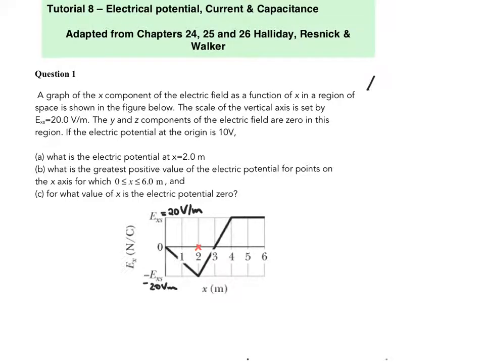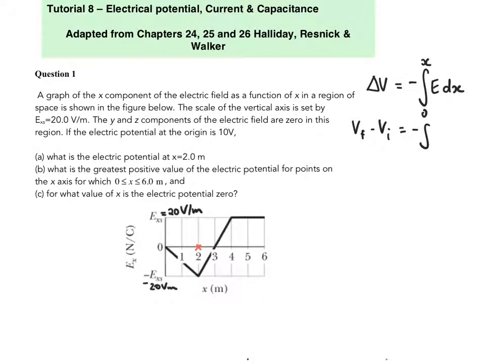is that the change in potential is equal to the negative integral from 0 to whatever position x of E dx. So don't be too worried about that. All that is saying is that the final potential minus the initial potential is equal to the area under the curve, basically, of the E versus x curve.